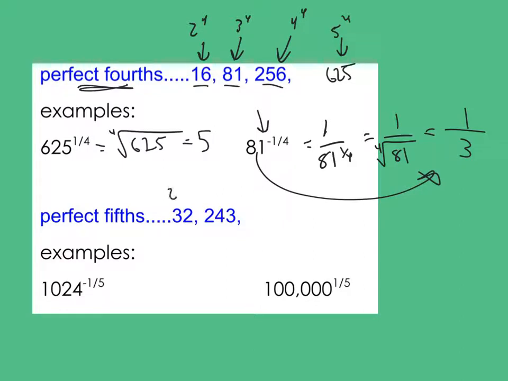Perfect fifths: 2 to the 5th is 32, 3 to the 5th is 243, and 4 to the 5th, just for the record, is 1,024.